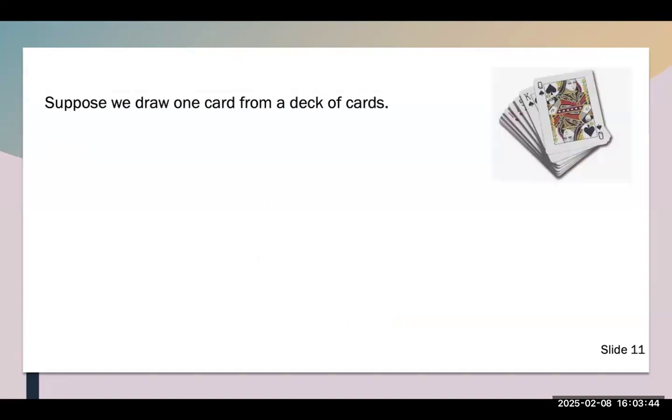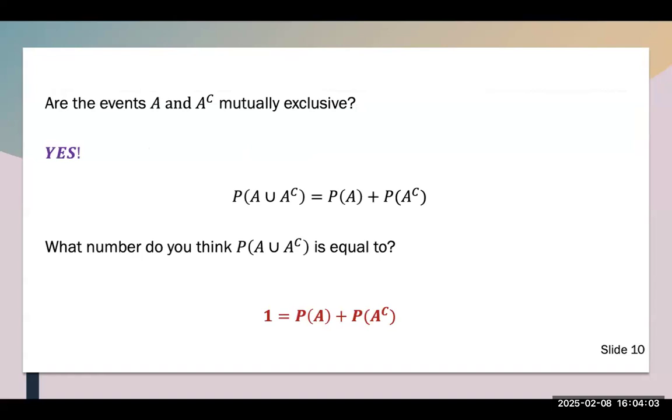Suppose we draw one card from a deck of cards. What's the probability it's not a jack? So we have a couple of options here. We could count how many cards are not a jack, or we could just count how many are a jack. And we can use this formula we just saw. Now you see how we said 1 is equal to the probability of A plus the probability of A complement? We could solve for the probability of A complement. We could just move the probability of A to the other side. So in other words, if you know the probability of one thing and you want to find the probability of its opposite, you just subtract it from 1.